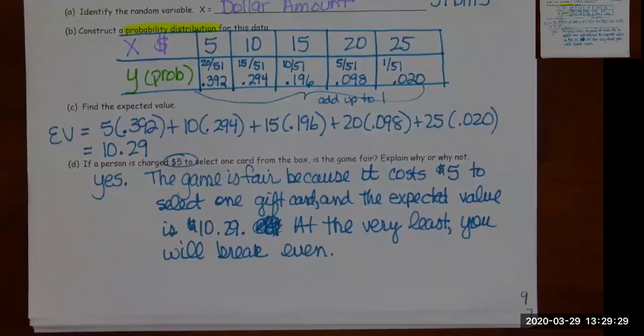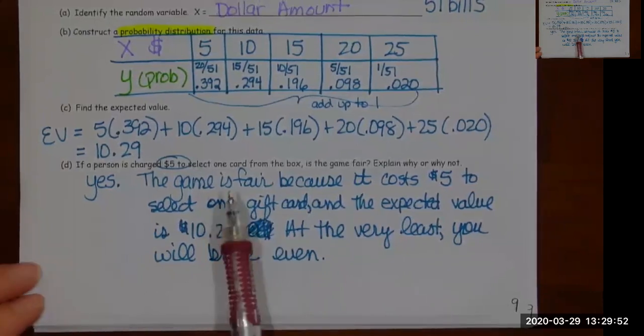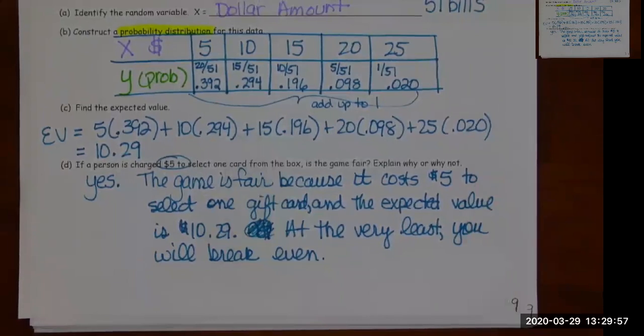Yes, the game is fair because it costs $5 to select one gift card and the expected value is 1029. At the very least, you will break even. Again, this is not if you buy one card, right? Everything for probability refers to the long run, so you would need to buy a lot of cards, okay? Or you look at the cards that everybody bought. This is a good example for you of how you would have to answer a question if you were taking a written test. So anyway, this is your warm-up.